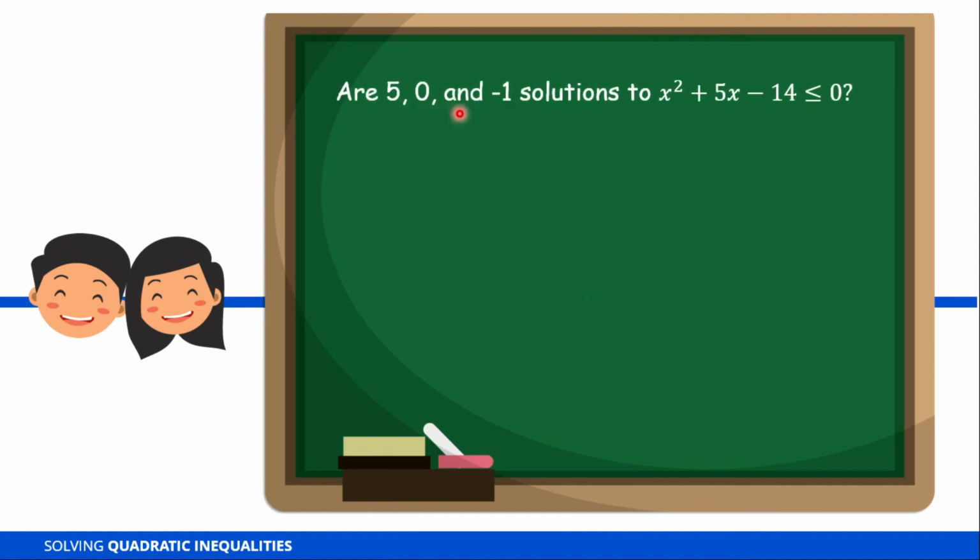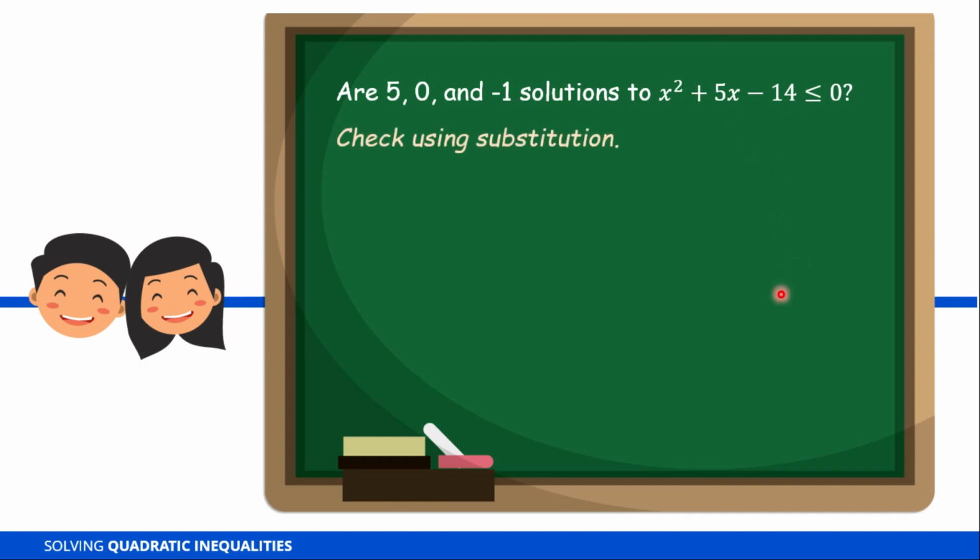Are 5, 0, and negative 1 solutions to x squared plus 5x minus 14 is less than or equal to 0? Ang gagawin natin sa ating given ay isa-substitute muna natin isa-isa yung mga values natin dito sa ating given quadratic inequality. At kung ano man yung makakapag-result into true inequality, yun ang solution ng ating given.